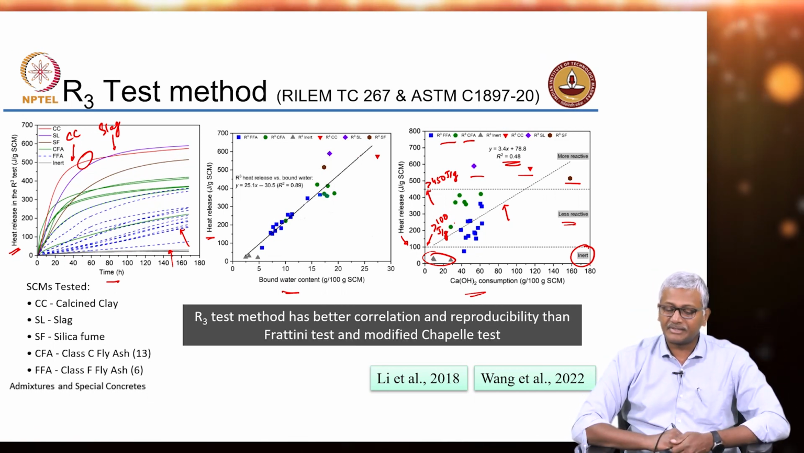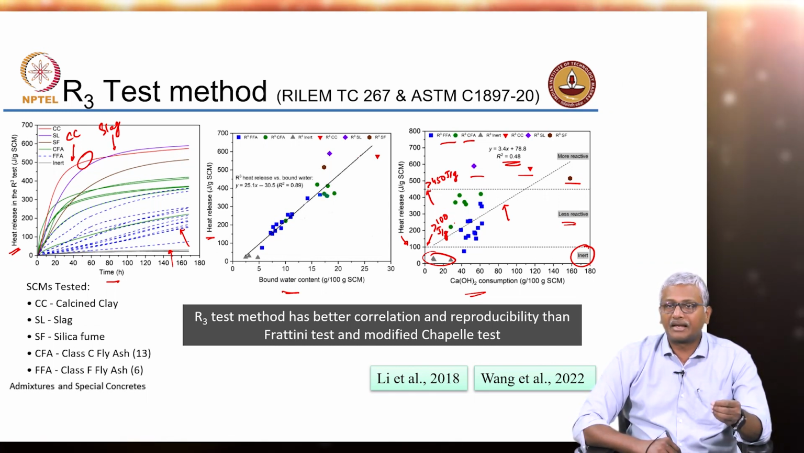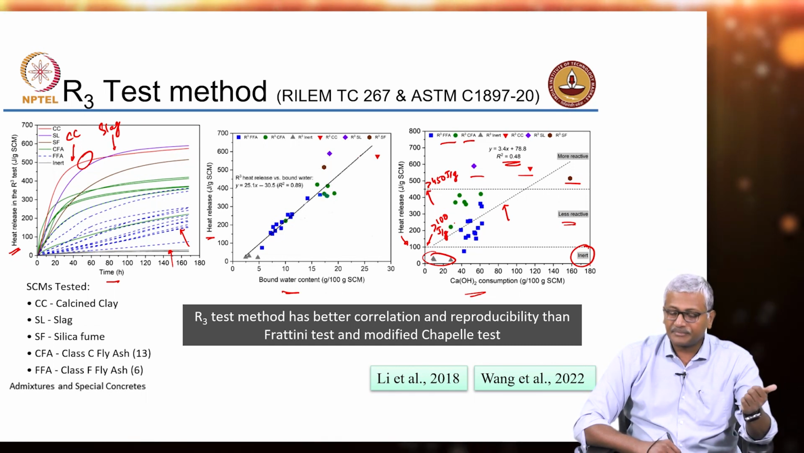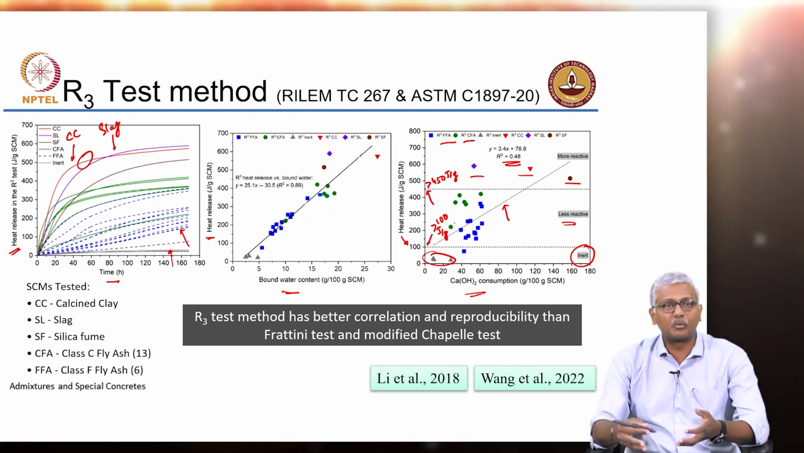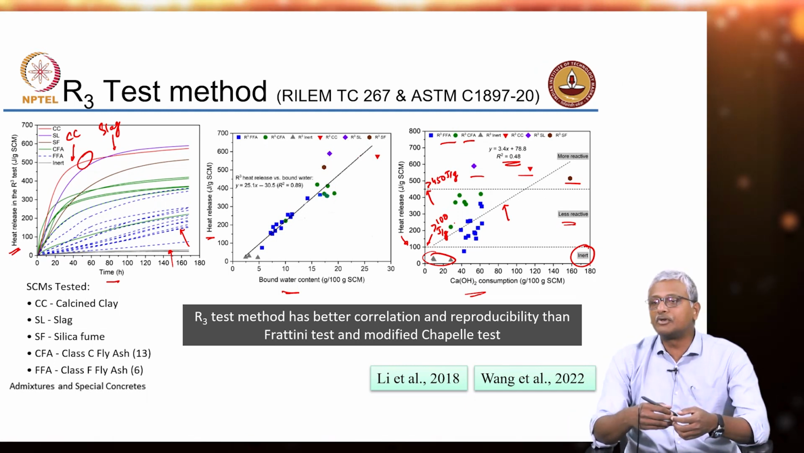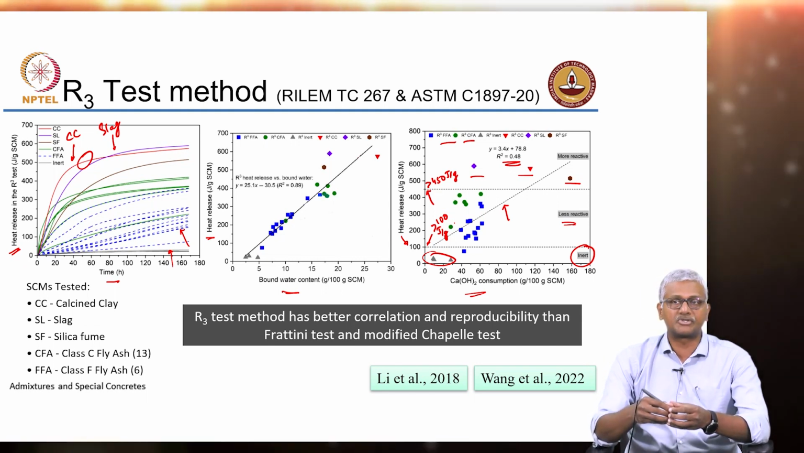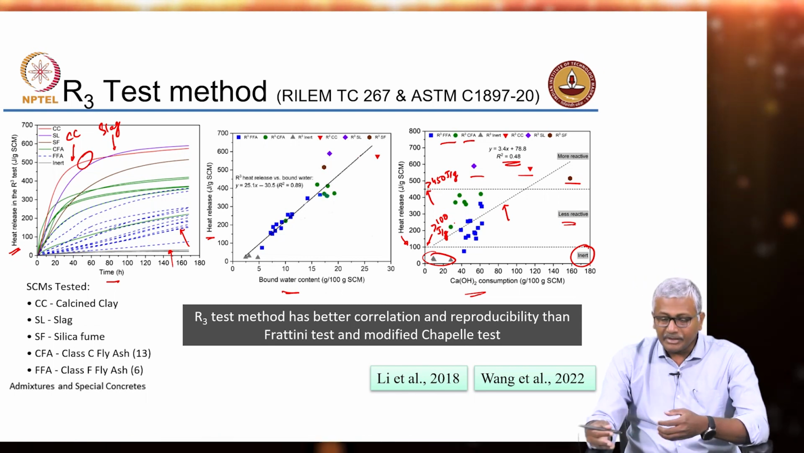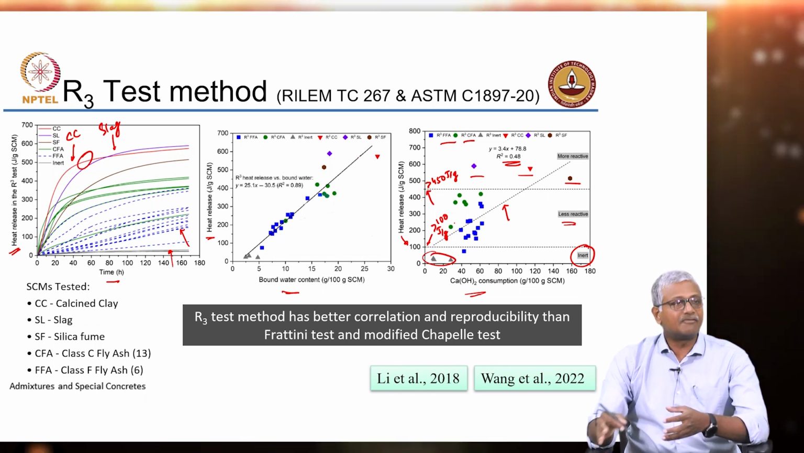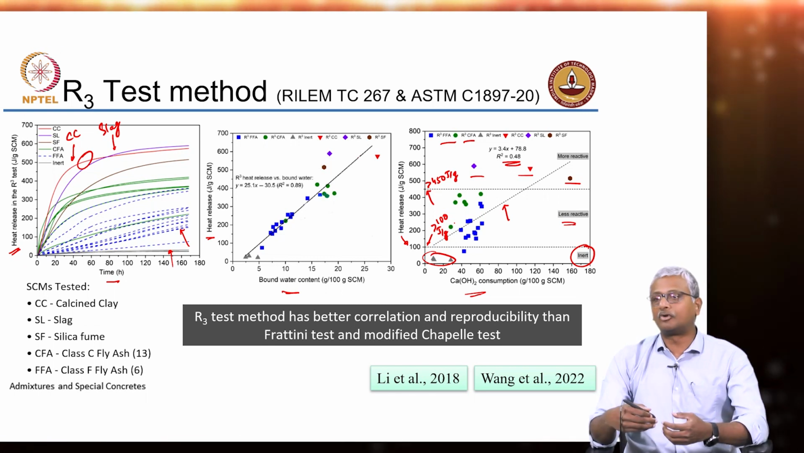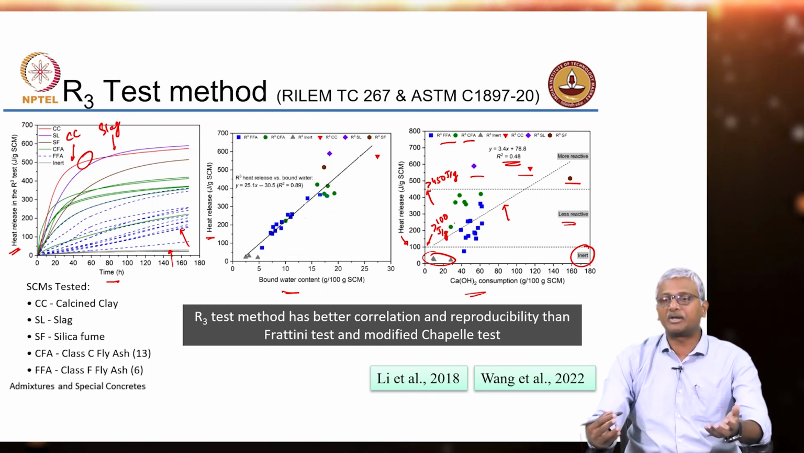So, the R3 test method generally is shown to be more reproducible as compared to the Frattini test, and there is also another test method. Of course, everybody would like to create their own tests, but most of these are just chemical tests which look at evolution of pozzolanic activity with more and more lime consumption. The modified Chapelle test is another test which is used quite often by researchers, but it shows that the R3 test has a much greater reproducibility, and because of that, some form of R3, either in the original or modified form, people are employing in a large way to extend to all kinds of supplementary materials.